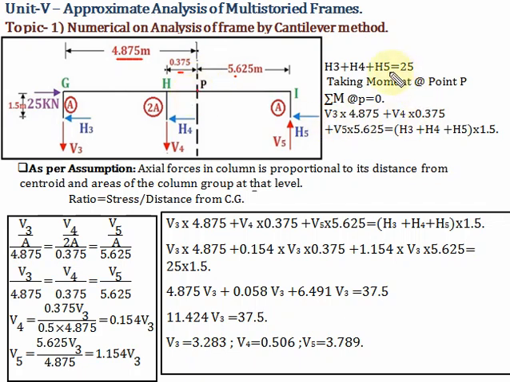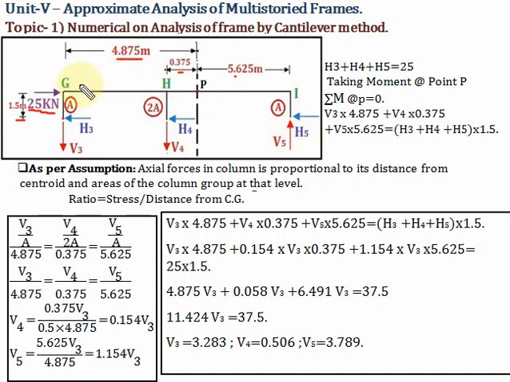Now at nodes 3, 4 and 5, two forces are acting. One is horizontal, the second one is vertical. At point G, the horizontal or lateral load is acting, that is 225 kilonewton. Now this distance is 1.5 meter. Why 1.5 meter? Because we are taking the center of the column. Node 3 is at the center, so the total distance is 3, and half of that is 1.5 meter.